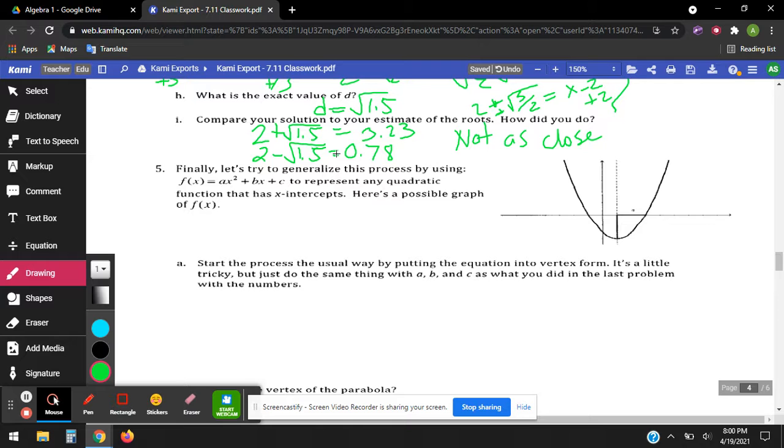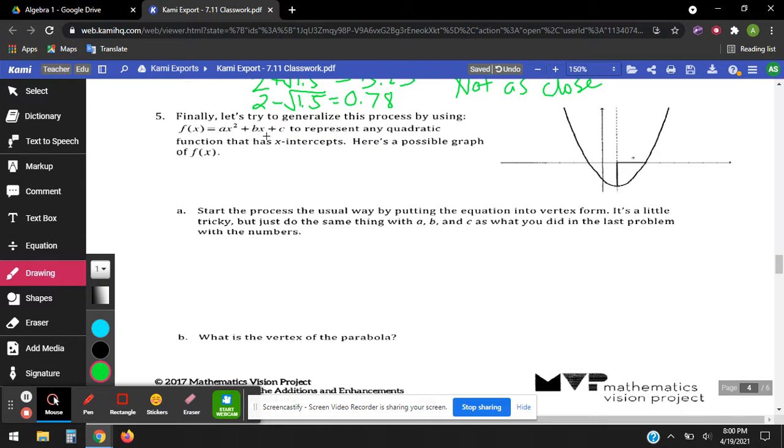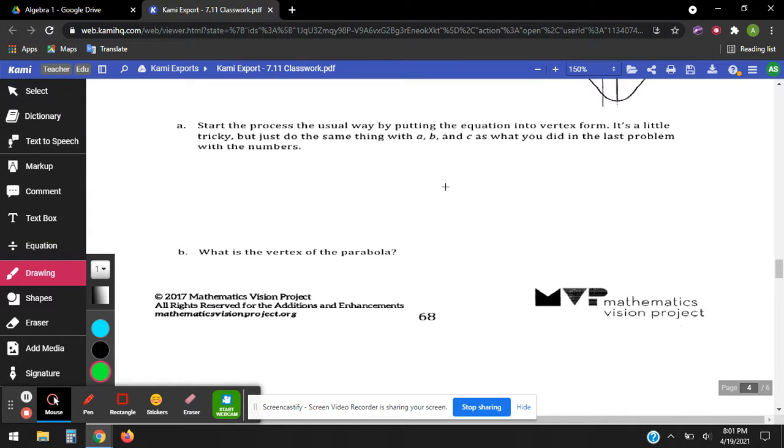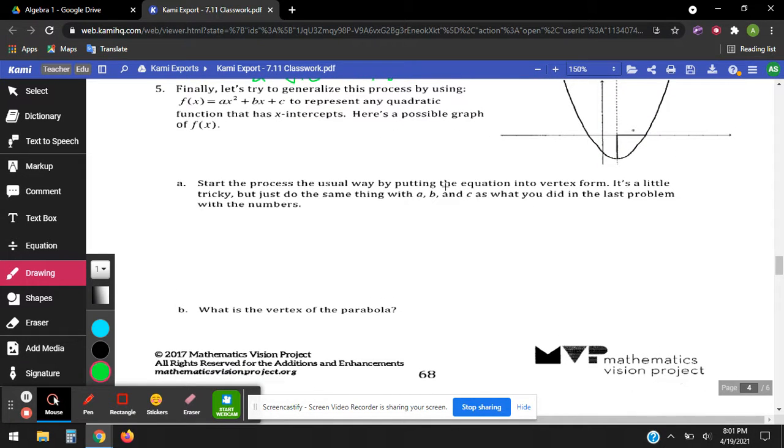Okay, so let's try to generalize this process by using f of x equals ax squared plus bx plus c to represent the quadratic function that has x-intercepts. Here's the possible graph. So let's start this process the usual way by putting it into vertex form. It's a little tricky, but just do the same thing with a, b, and c as what you did in the last problems with numbers. So what I did first is I divided out a, and so I had x squared plus, and then I had to divide a out of b, and then I did a plus question mark, right?